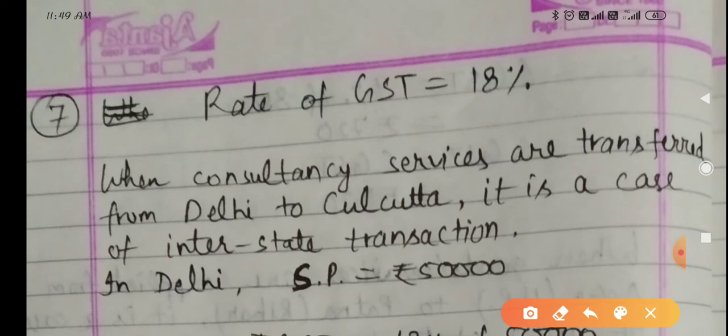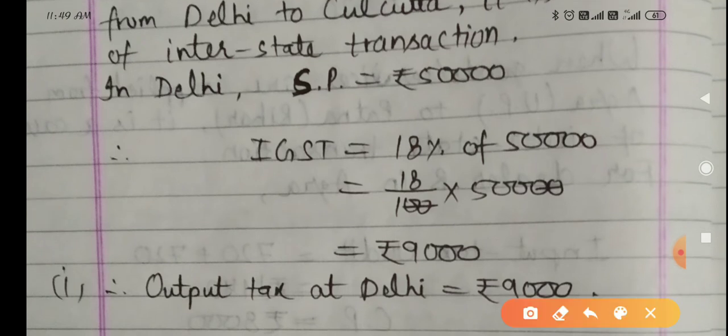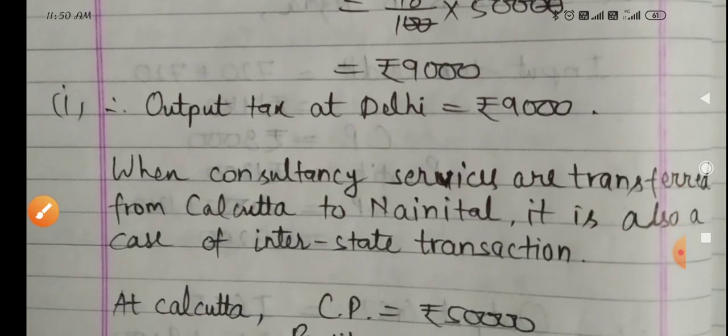7th question. Rate of GST 18% it is given. When consultancy services are transferred from Delhi to Calcutta, it is an interstate transaction. So at Delhi, SP was 50,000. IGST will be applied because services are going from Delhi to Calcutta. So 18% of 50,000, 9,000 rupees. This is the tax charged in Delhi. It is charged on SP, so it is output tax at Delhi. Output tax at Delhi is 9,000 rupees.